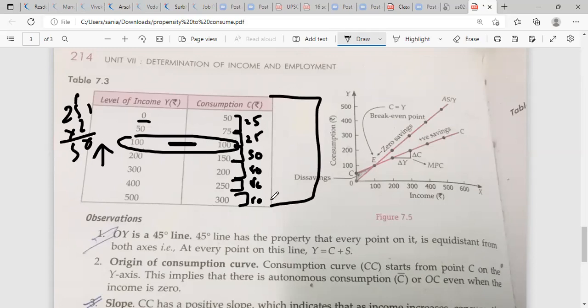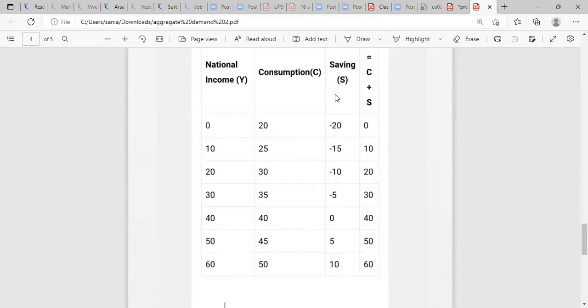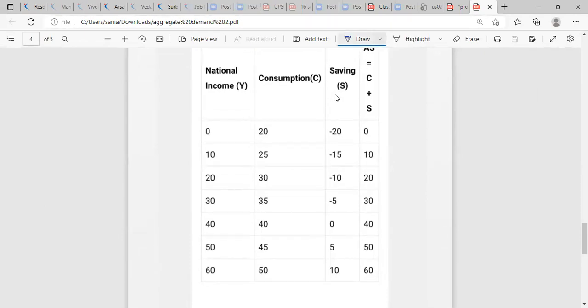And now what will be the status of your savings? Can anyone tell me? Just a minute. Just give me one minute. I'll just share it.